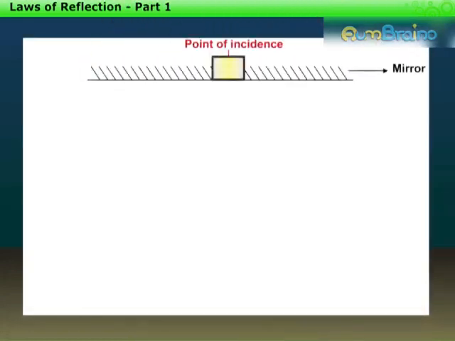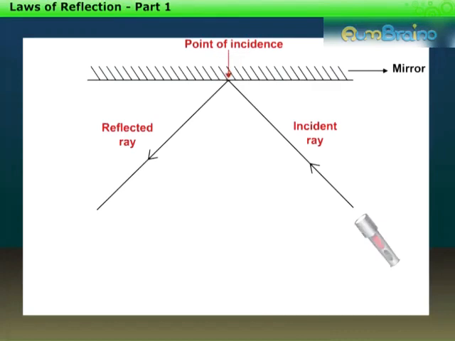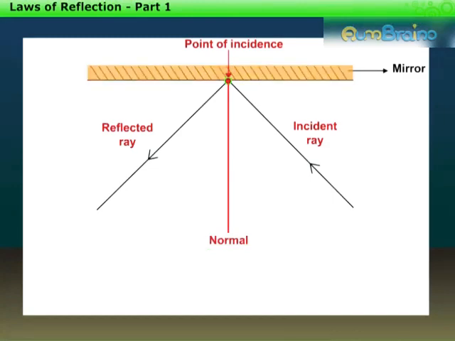Draw a line showing the position of the plane mirror, the incident ray, and the reflected ray on the paper. Now, remove the mirror and torch. Draw a perpendicular to the line representing the mirror at the point where the incident ray strikes the mirror. This line is known as the normal to the reflecting surface at the point of incidence.